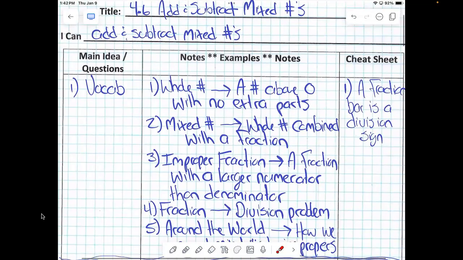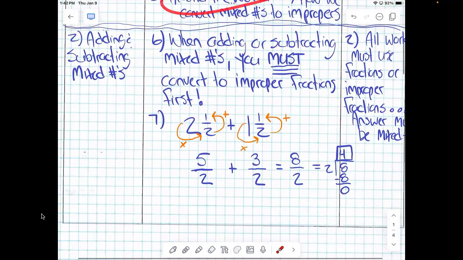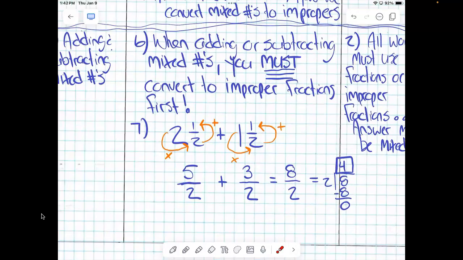Some vocab. Improper fraction. We know it's an improper fraction because it has a... Okay. Fraction is nothing more than a... Division problem. And how do we convert mixed numbers to impropers? Around the world. Oh, I love it. Keep it up. Okay, on number 6, we're going to read together.